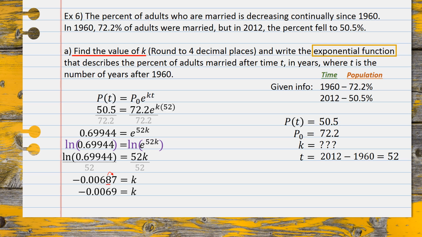Part A says find the value of k, which we've done, and write the exponential function, which means I need to find the generic function so that I can look at any moment in time. So that function will be P of t equals 72.2 e raised to the power of negative 0.0069t.